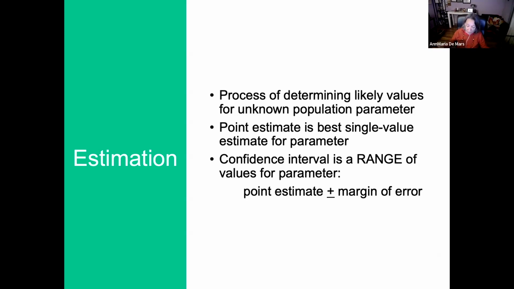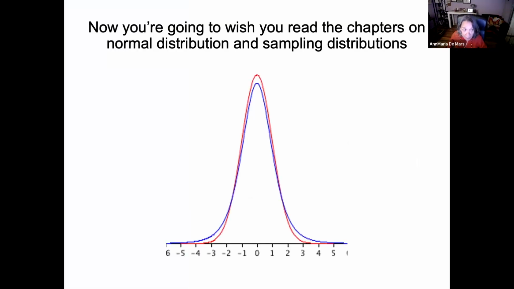And you've probably all heard that in the news where they will say something like the approval rating for this candidate is 53%, but the approval rating for the other candidate is 49%, and the difference is within the margin of error. What do you mean by that? Well, now you're going to wish you read the chapters on normal distribution and sampling distributions, because we're going to talk a lot about Z and T today. And if you already read those chapters, give yourself a big pat on the back.